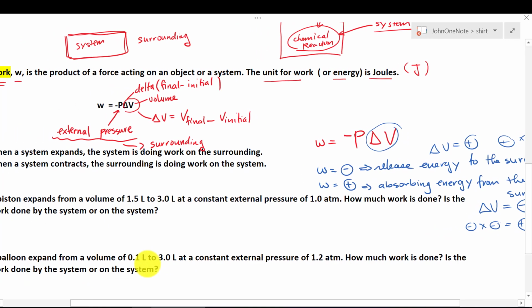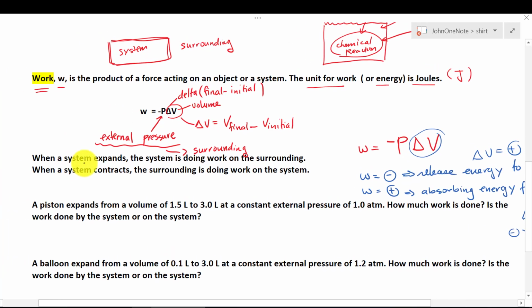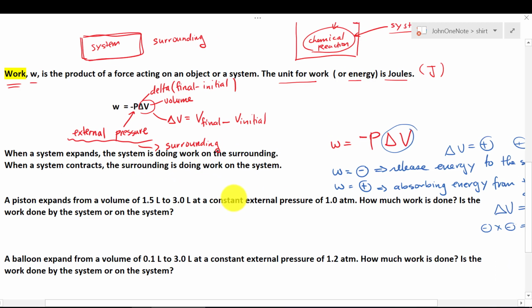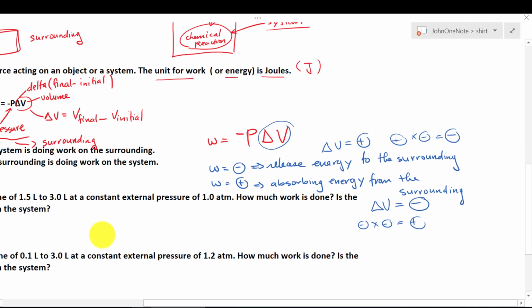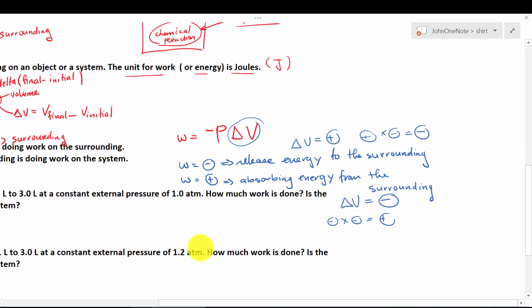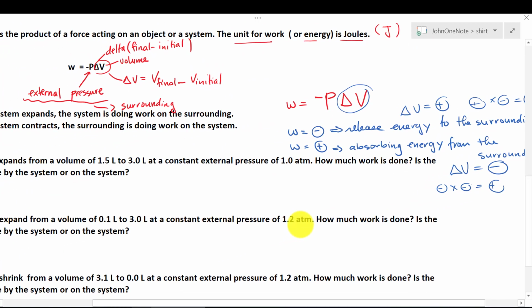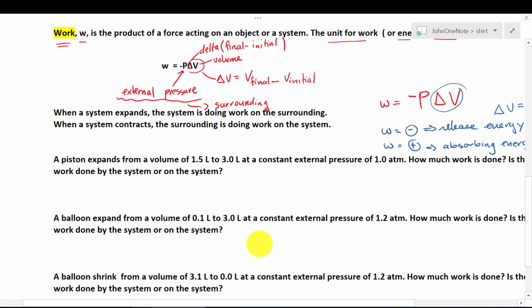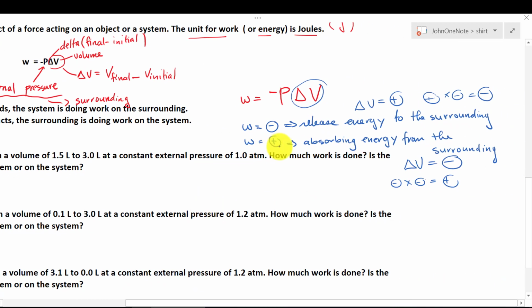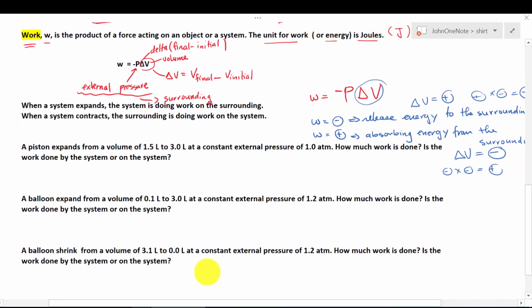And think of this in terms of this right here. When a system expands, that means your volume change is positive. The system is doing work on the surrounding, just what we said here, right? When the system has a positive volume change, it releases energy to the surrounding. It's basically doing work on the surrounding, whereas if the volume change is negative, that means it gets smaller, it gets contracted. The surrounding is doing work on the system. Or think of it this way, the system is absorbing energy from the surrounding. So that's an important concept to understand.